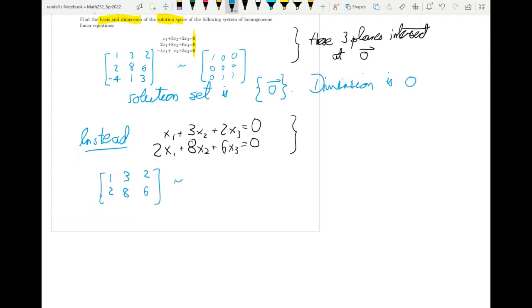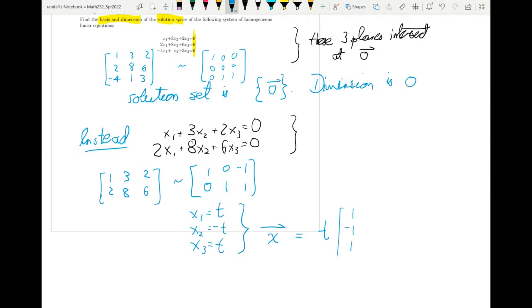So there's my augmented matrix, and you row reduce this to 1, 0, 0, 1, minus 1, 1. Okay, so then I write out my solution set. x3 is going to be my parameter. Okay, so I get x1 is t, x2 is minus t, and x3 is t. So I'm going to do what I did above there. I'm going to write x as t times some vector, and I can see what it is. It's 1, minus 1, 1. Okay, so this is the solution set.